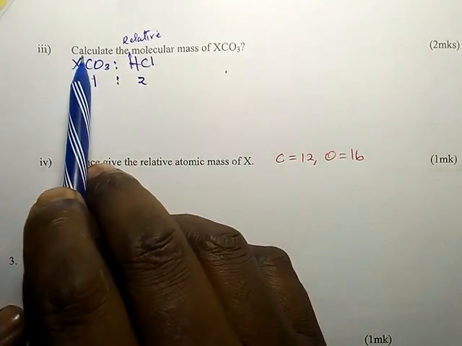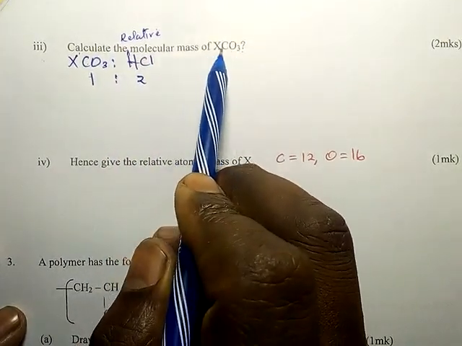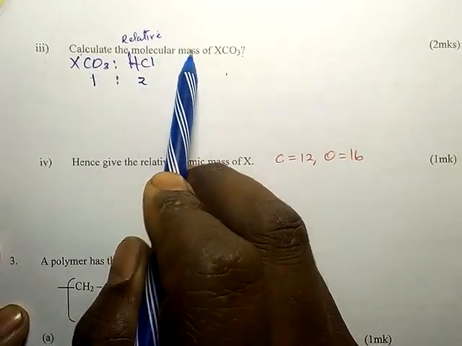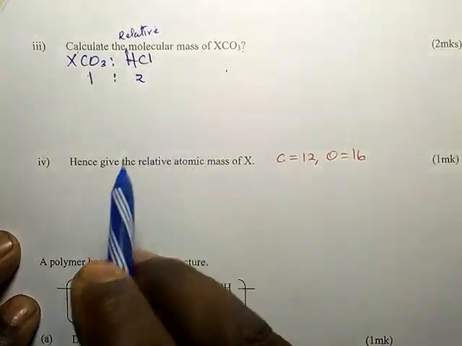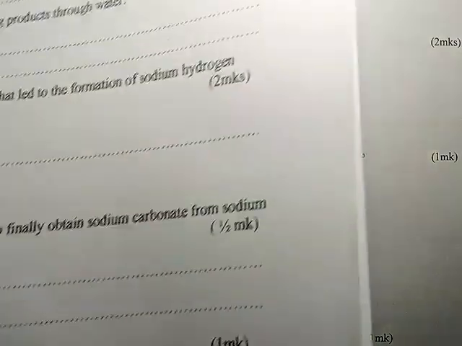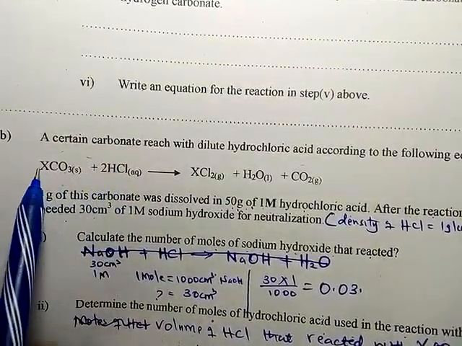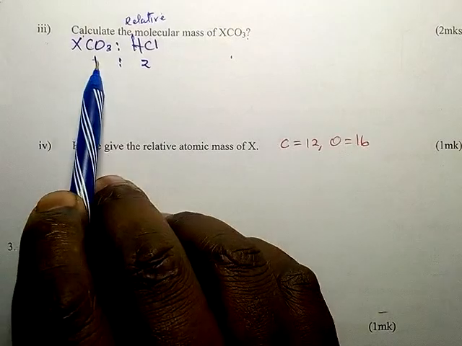Next question: calculate the relative molecular mass, RFM, of X carbonate. Now, we know the mole ratio from the equation: the ratio of X carbonate to HCl is 1 to 2. That's what I have written here.